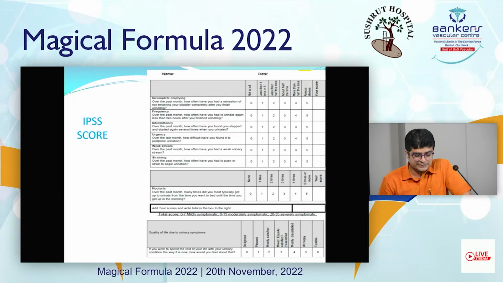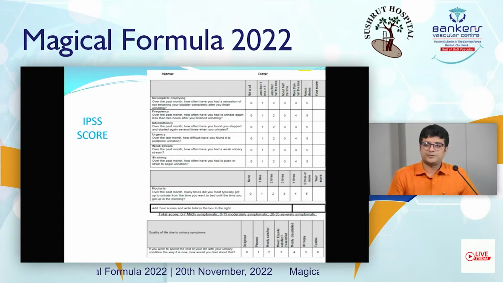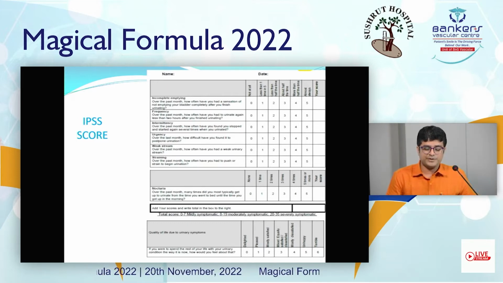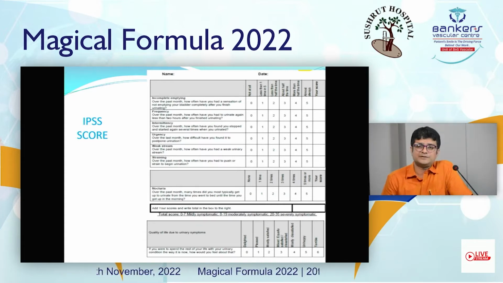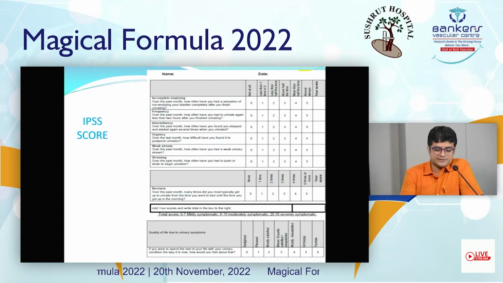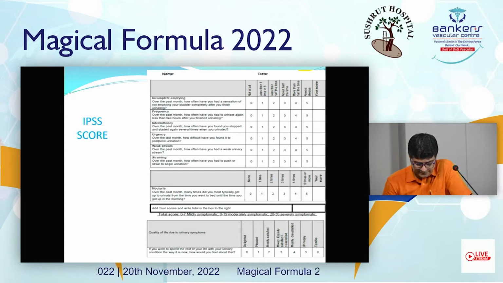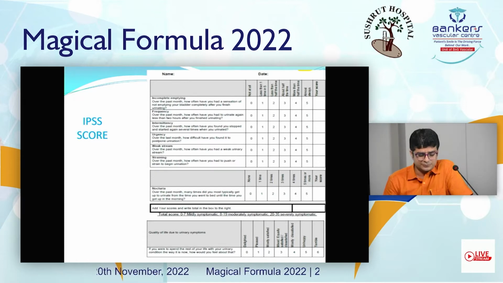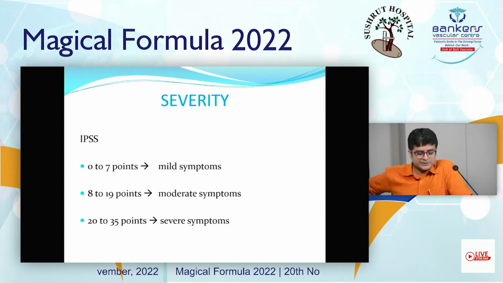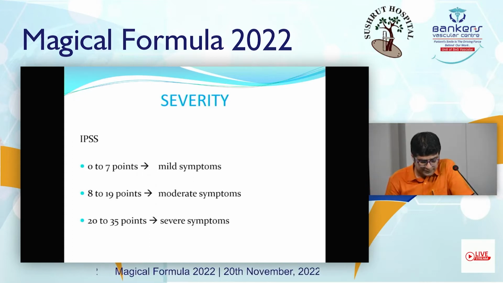This is the IPSS score. It is based on the symptoms of the patient, whether the patient has incomplete emptying, how is the frequency of passing urine at night, how is the frequency of passing urine, whether the urine passing is intermittent, how is the urgency level, how is the stream, and how much the patient has to strain. Based on these multiple symptoms, we give points to all symptoms, and the IPSS score is calculated. 0 to 7 points is mild symptoms, 8 to 19 is moderate, and higher is severe.